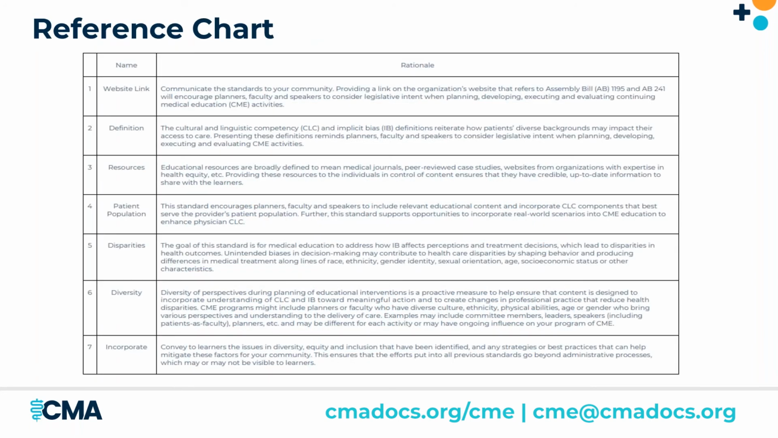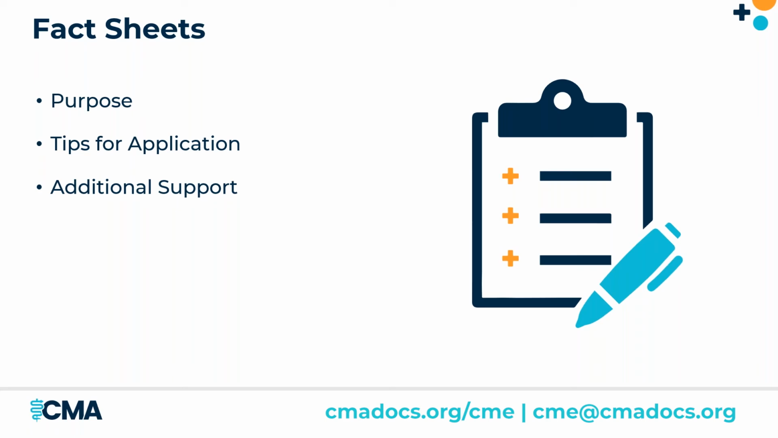We've summarized the standards in this reference chart, which provides a quick overview of the standards and rationale for each of them. To provide greater clarity and understanding, a fact sheet has been developed for each of the standards. This includes the purpose of the standard, tips for application, additional support and resources, and note that with the fact sheets for standards 4 and 5, they are combined. Standard 4 is specific to cultural linguistic competency, and standard 5 is specific to implicit bias. Though together, they are focused on incorporating real-world scenarios into education.